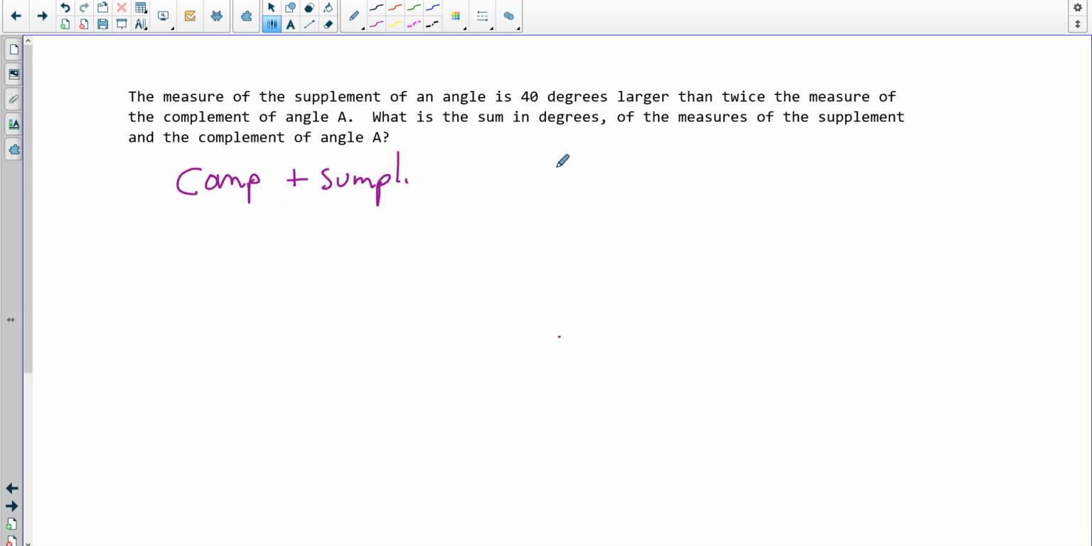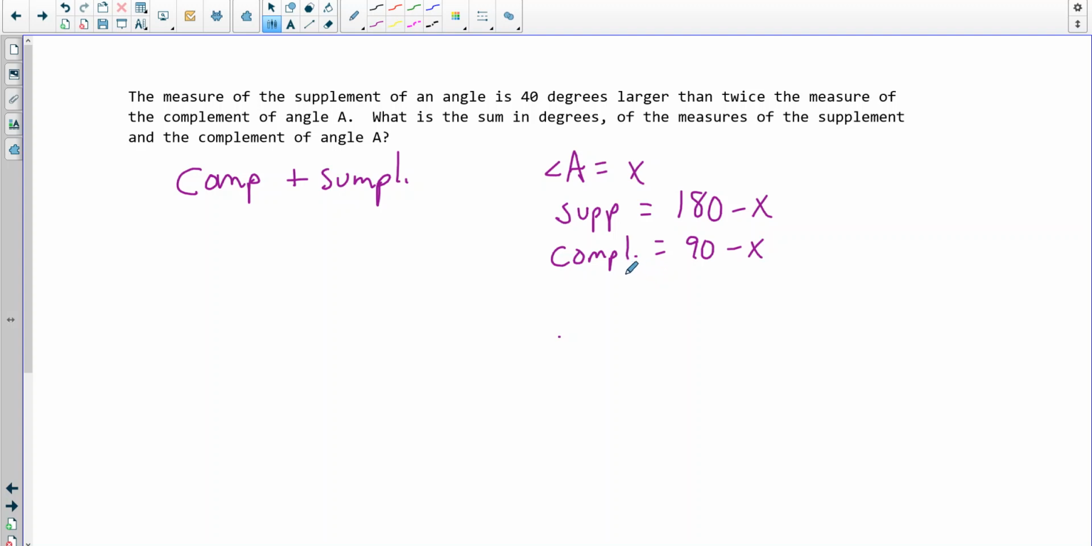And if we call angle A equal to some number x, then I know that the supplement of A has to be equal to 180 minus x. And I know that the complement has to be equal to 90 minus x. Okay, so those are my two very basic expressions for the supplement and for the complement.